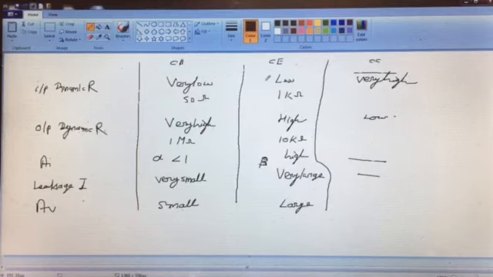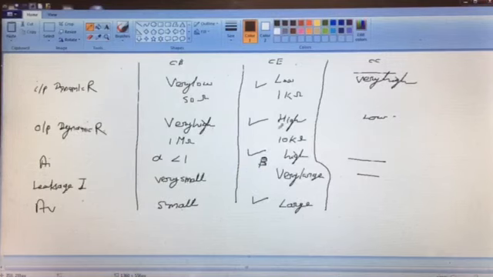So from this point of view, input dynamic resistance is low, output dynamic resistance is high, current gain is high, and voltage gain is also large. These factors make common emitter configuration more useful than the others. That's why we mostly use common emitter configuration for the operation of our devices.